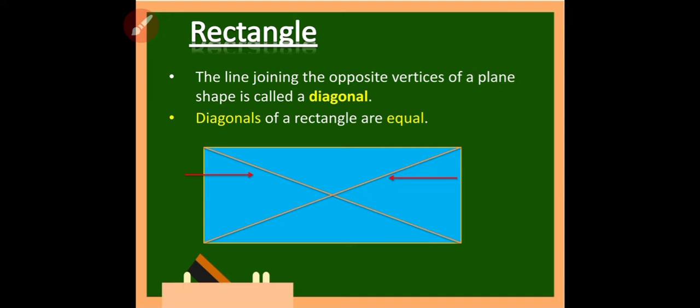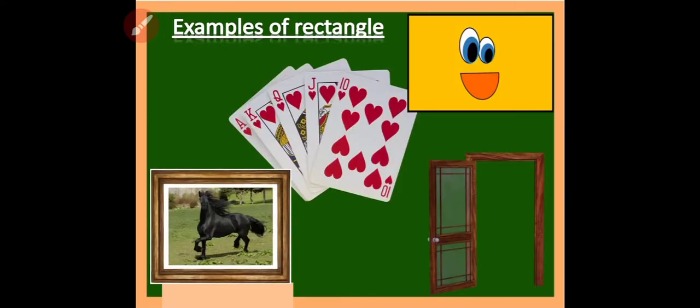Okay? Now these are the examples of rectangle shapes. You must have seen playing cards at your home. They are of rectangular shape. Okay? Then your door, window, then photo frame. Okay children? So these are some examples of rectangle shape.